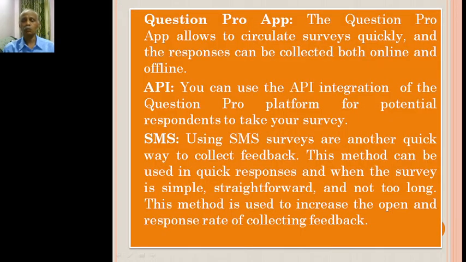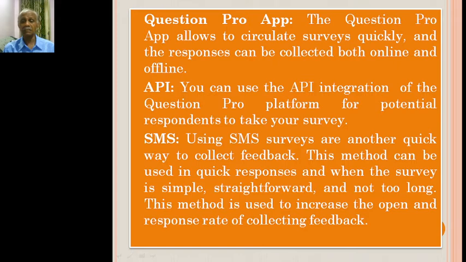Next one is QuestionPro app. The QuestionPro app allows you to circulate surveys quickly, and the responses can be collected both online and offline. Next one is API. You can use the API integration of the QuestionPro platform for potential respondents to take your survey.